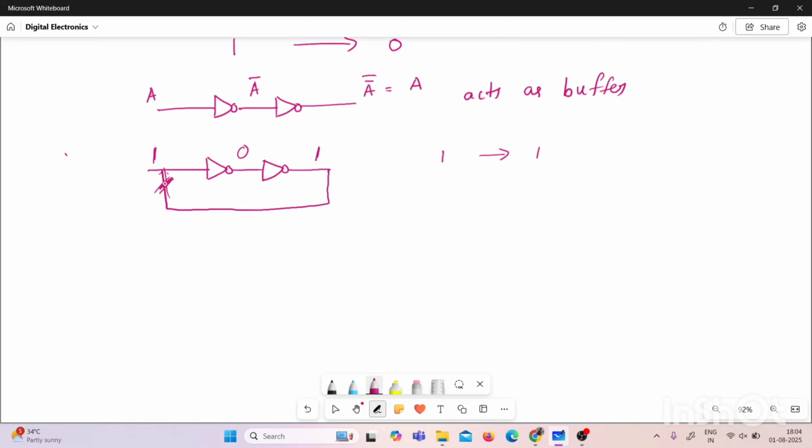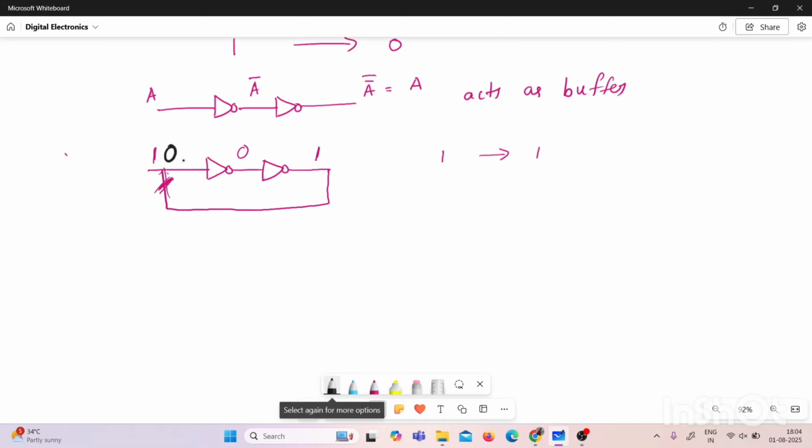Now let us remove this connection again. Now I will apply 0. Now the output of the first NOT gate is 1. The output of the second NOT gate is 0. And that 0 is connected again like this. Now again the output remains the same. If you are maintaining 0, the output continuously remains in the same state.